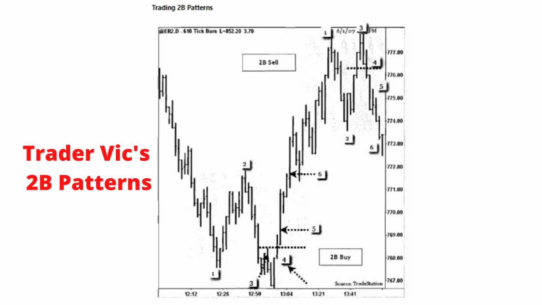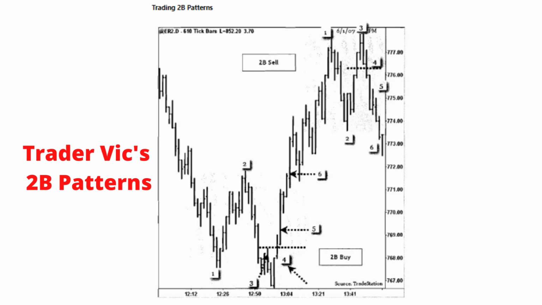Trading 2B reversals. In this chart, you can see a series of 2B bullish and 2B bearish reversals. The first example explains a 2B sell reversal setup for a short trade below the close of bar 3. The target is set at the swing low prior to bar 1. The stop order is set at the bar 2 high.